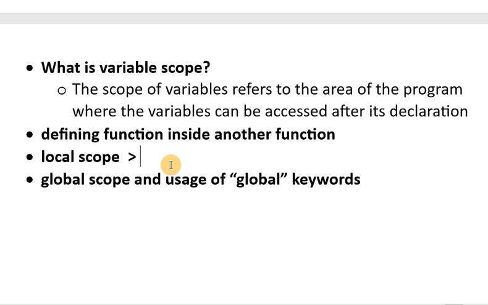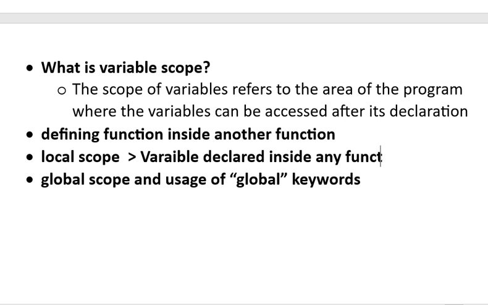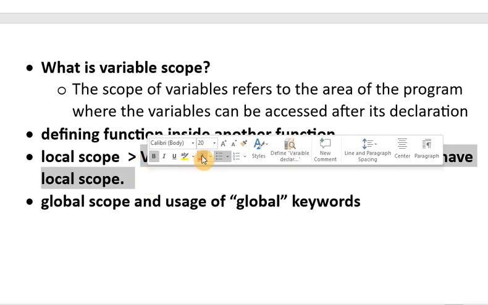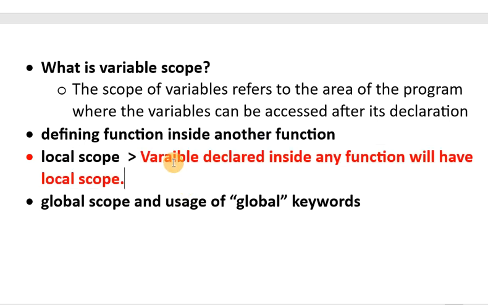So let me write the definition here. Variable declared inside any function will have local scope. You can see the definition here. So this definition we have to remember. Variable declared inside any function will have the local scope.